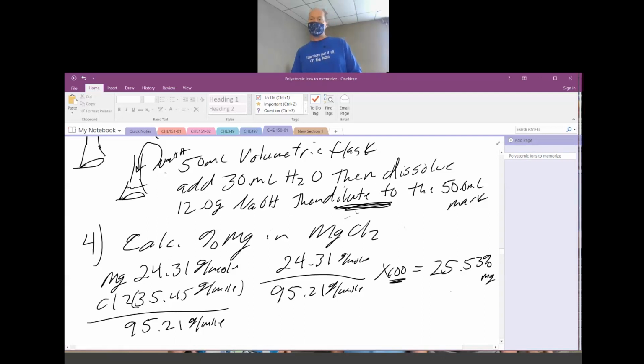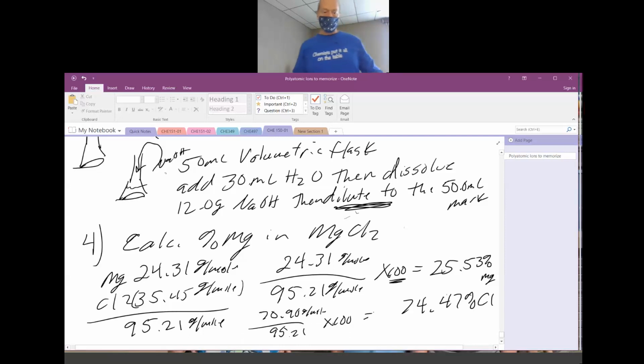If you wanted the percent chlorine, they have to add up to 100%, so that would be 74.47% chlorine. You could also get that same answer by taking your 70.90 grams per mole, dividing by the 95.21, and multiplying by 100. That would also give you 74.47% chlorine, because the magnesium percent plus the chlorine percent must equal 100%, because magnesium chloride only has magnesium and chlorine.